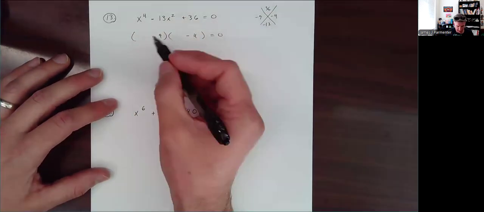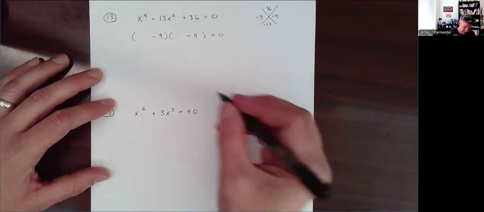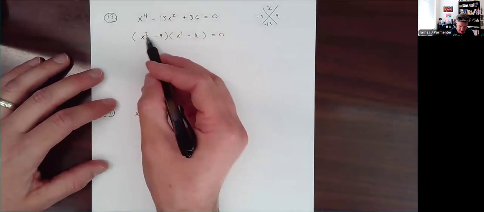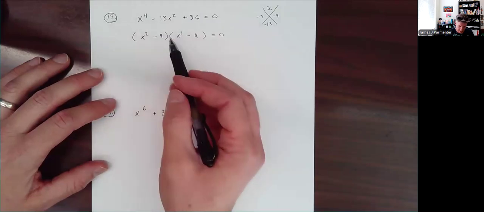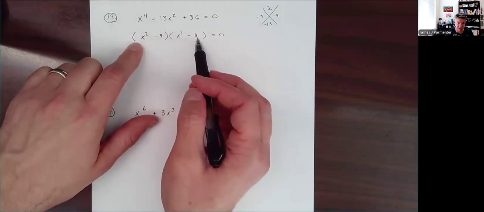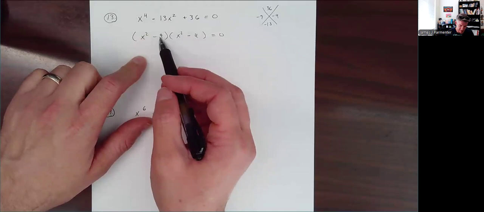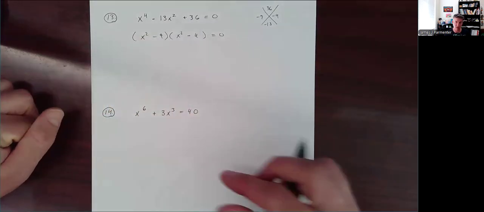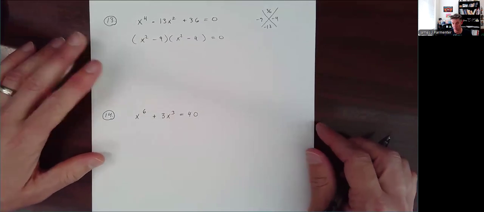But instead of having an x here and an x here like we have before, it's going to be an x squared here and an x squared here. X squared times x squared is x to the fourth. Minus 9x squared minus 4x squared gives me a minus 13x squared. And -9 times -4 is positive 36. There is another way of doing that, which we'll do in the second one here, but that's one way to go about it, which works perfectly fine.